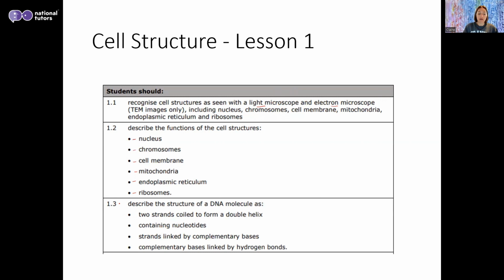And then second part of the lesson, we're going to look at DNA and the structure of DNA, etc. So that's today's lesson, part one, that is.